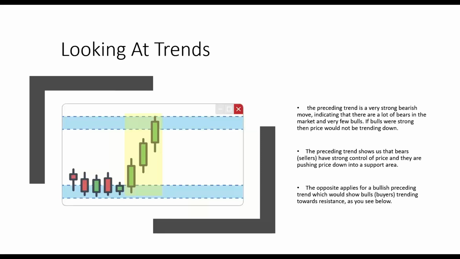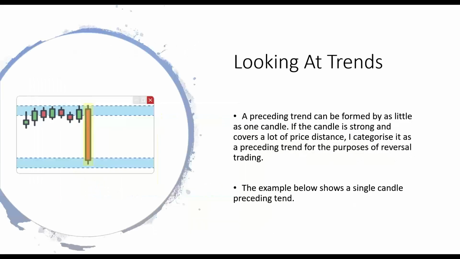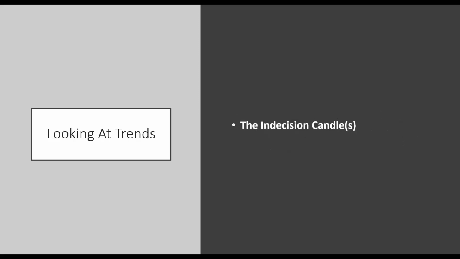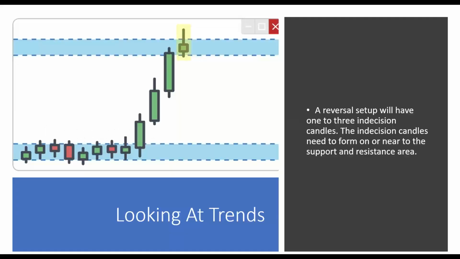Okay, so we're not talking about trend lines. We're talking about using your eyes, and we can see. When we just looked at that pound Canadian dollar, you could see those candles. We didn't make it up. You can see it. You just look with your eyes. There's nothing technical in this. So preceding trends are simple. If you see a strong move heading into an area of support or resistance, you can consider it a preceding trend. Then we need the indecision candle.